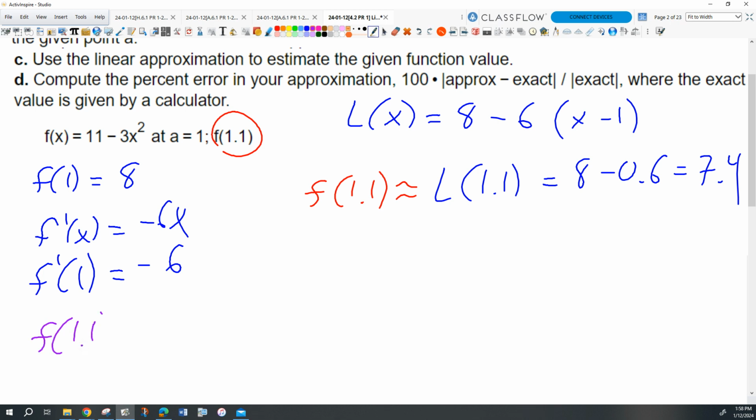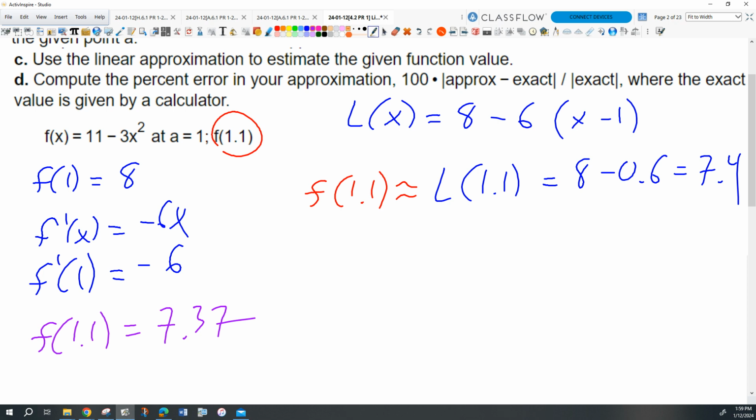F of 1.1 is 11 minus 3 times 1.1 squared. Well, what's 1.1 squared? 1.21. Times 3, 3.63. So 11 minus 3.63 is 7.37. Okay, that was pretty impressive, huh?